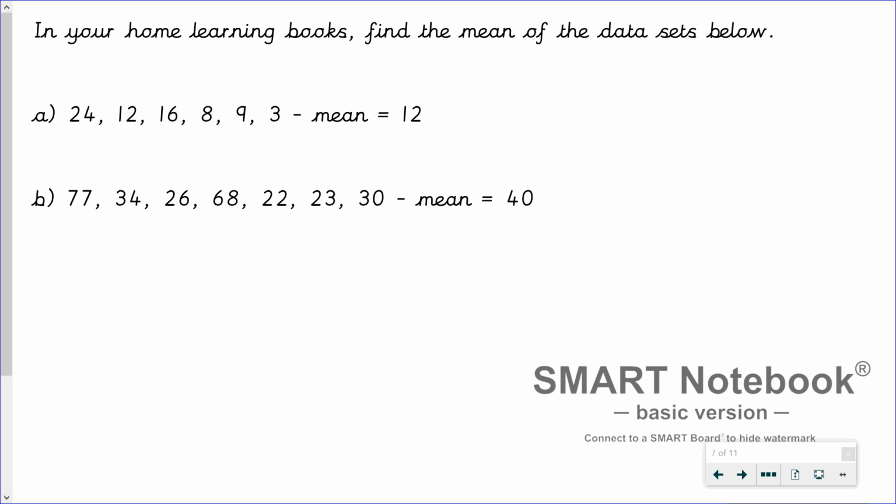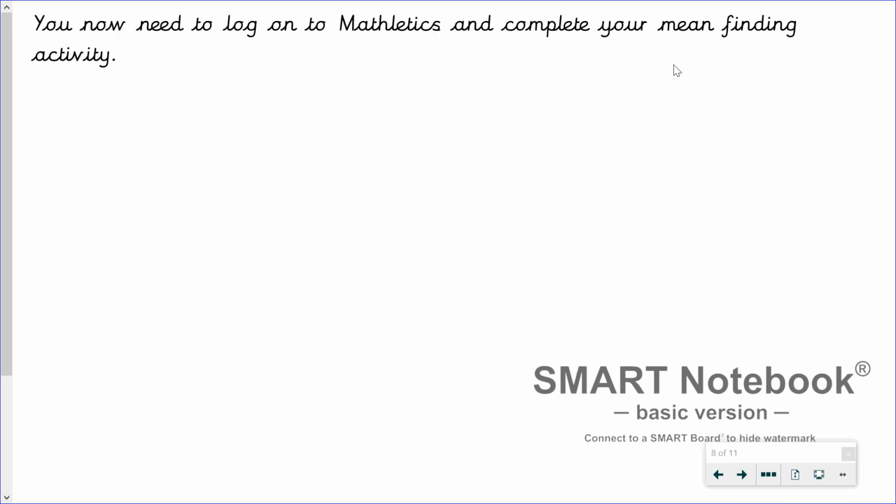What you need to do now is use this mean finding skill that you've been practicing this morning, log on to your Mathletics and complete the activity. That would be absolutely amazing. And then you need to come back for the last part of the session. So off you go and do your Mathletics for me. Pause the video.